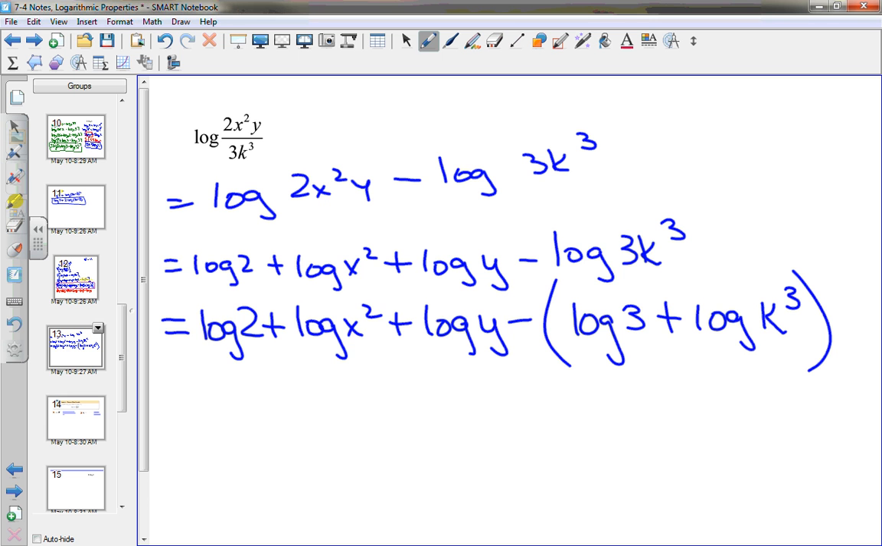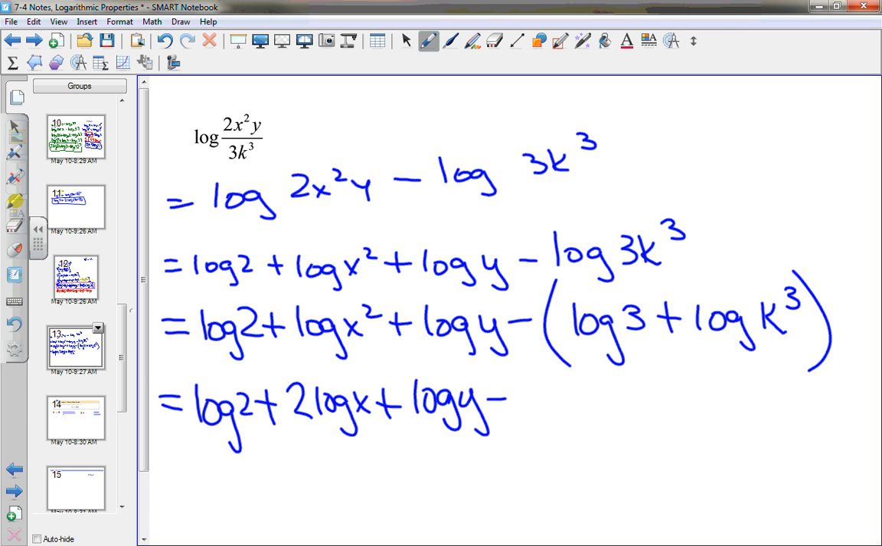Now what do I need to do? Yes, you can. Just try not to. So now I need to do the powers, correct? Yeah. So this is log base 2, or log of 2 plus 2 log of x plus log of y minus parentheses log of 3 plus 3 log of k.